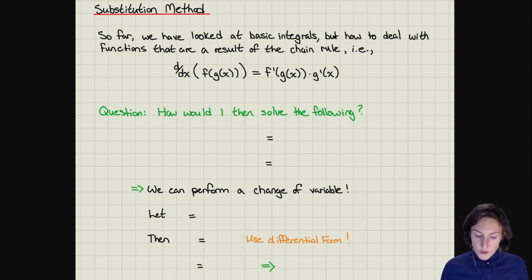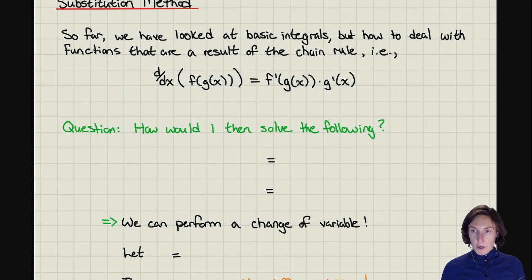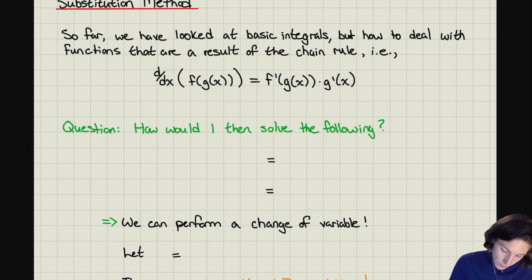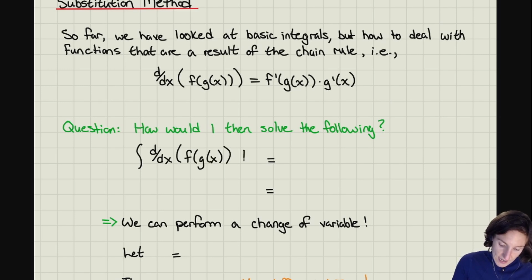But what do we do if I wanted to find the integral of a function that's representative of the chain rule? Remember what the chain rule says. The chain rule is the derivative of a composite function, and it's start from the outside, work your way in. d/dx of this is equal to f prime g of x times the derivative of g of x. So if I wanted to integrate this, in other words, the integral of d/dx f g of x dx.